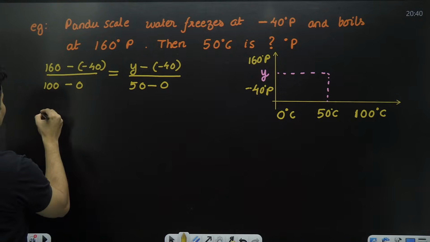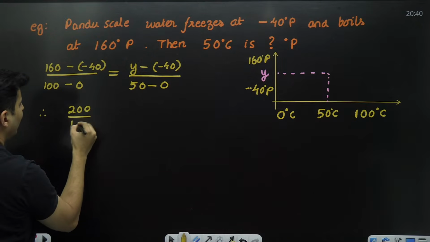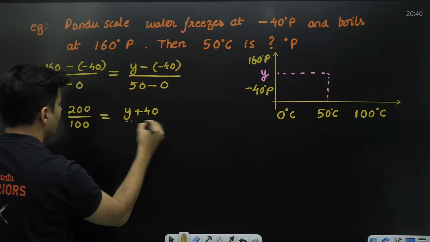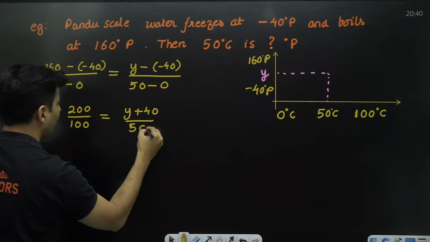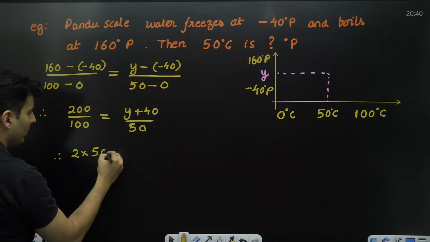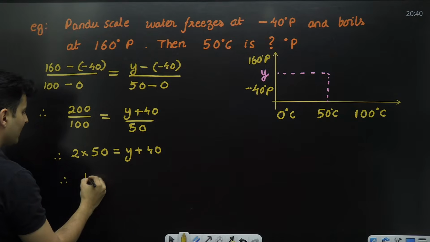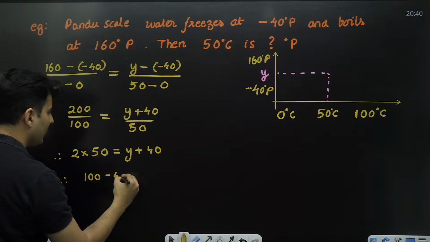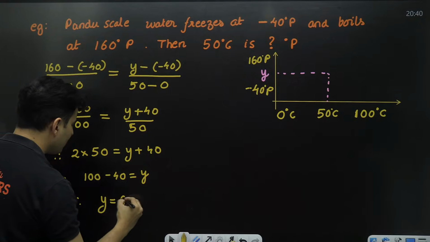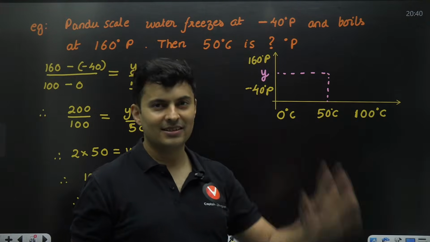So let's see what we get over here. 160 minus minus becomes positive, so it will become 200 divided by 100 is equal to y plus 40 divided by 50. 200 by 100 is 2. So that number 50 will come on the top and this will be y plus 40. 2 into 50 is 100. This 40 will go on the other side and y will remain as it is. So y will become 60. So 60 degree Pandu is 50 degree Celsius.